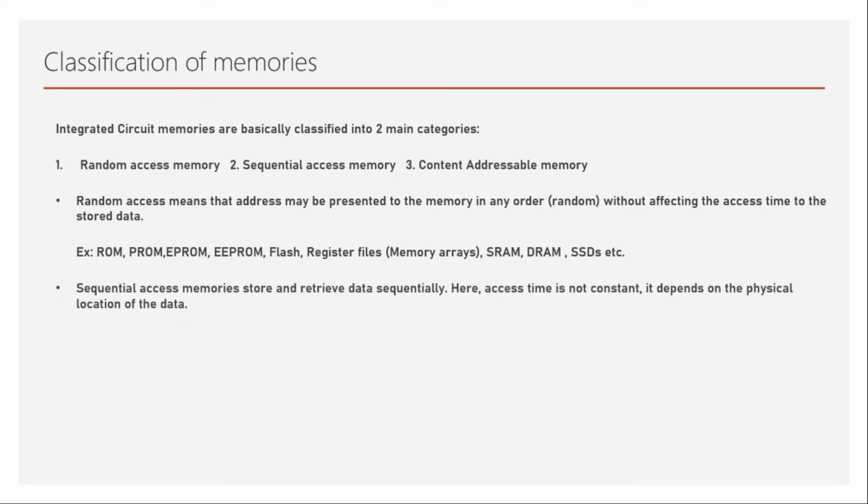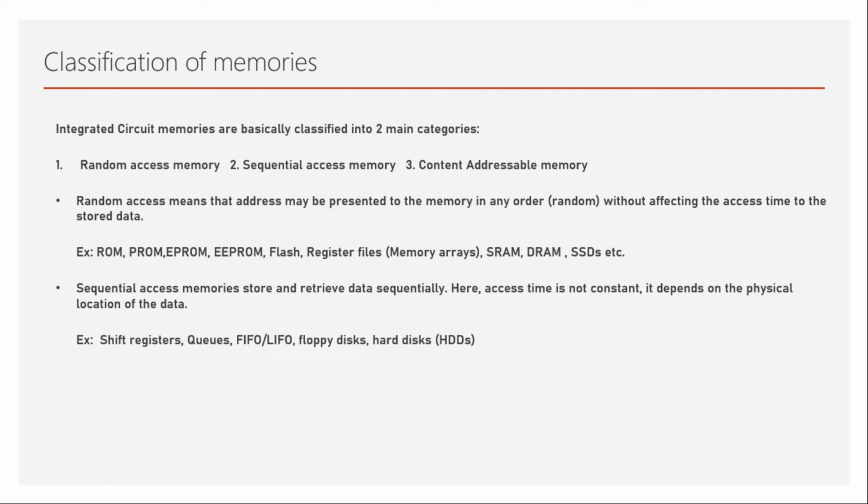The second type is basically the sequential access memory. Sequential access memory store and retrieve data sequentially. Hence, the access time is not constant. It depends on the physical location of the data. So for some addresses, the access time may be lesser, and some other addresses it may be more, because the memory has to traverse through all the other addresses to go to that address, right? So for example, you can take shift registers, because if you want to access the last register in a shift register, you have to go through all the other registers.